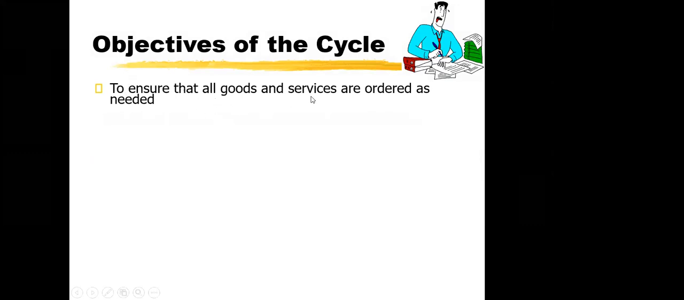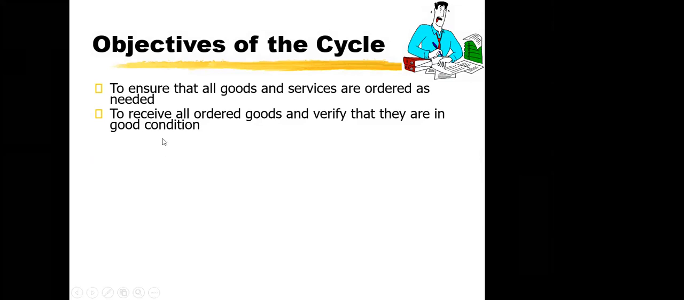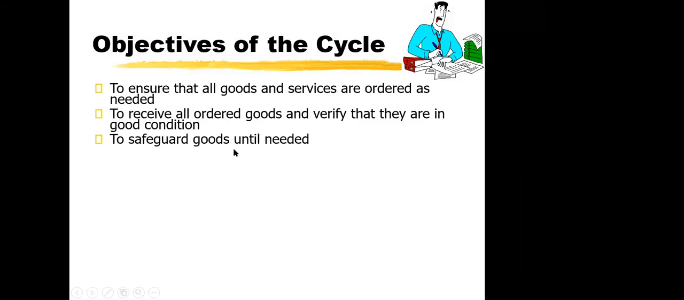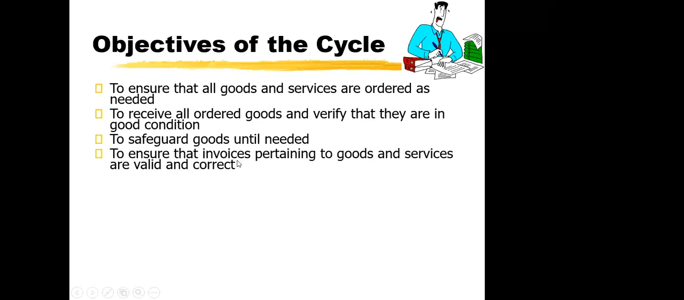So to ensure that all goods and services are ordered and needed, that's the purchase requirement, really, a requisition. And then we prepare a purchase order. We order and check out prices and verify that everything is in good condition, and we get the orders. So we receive the inventory. Safeguard the goods until they're needed, so they go into the warehouse and are not stolen. We want to make sure that it's there.